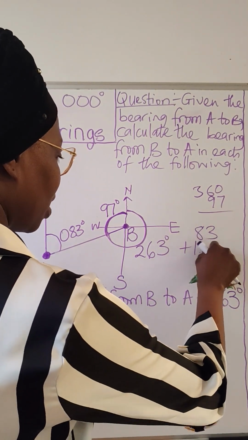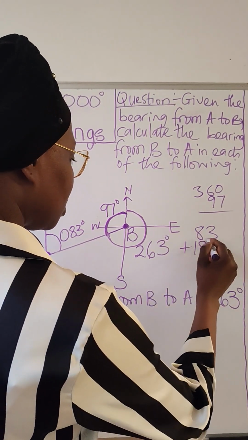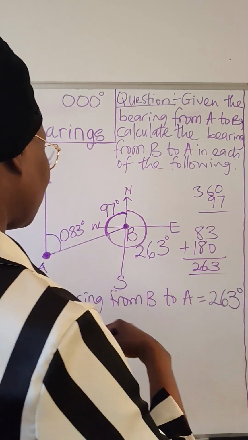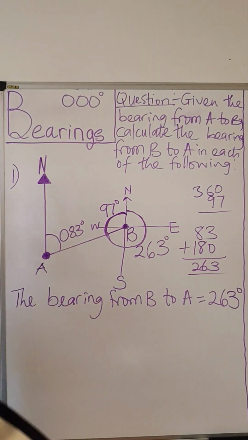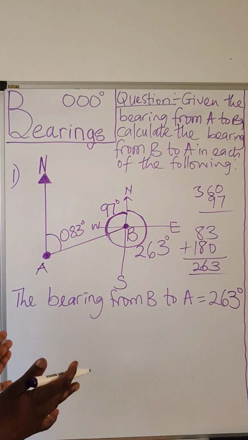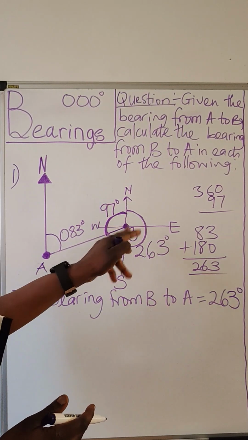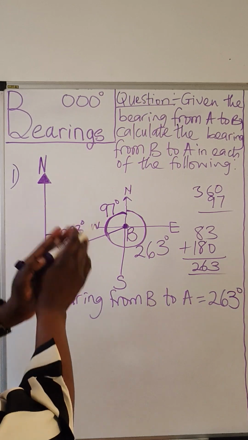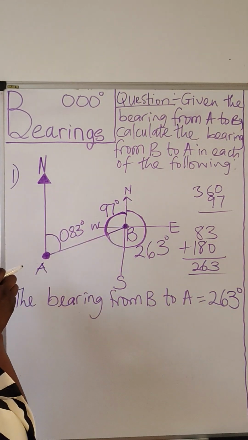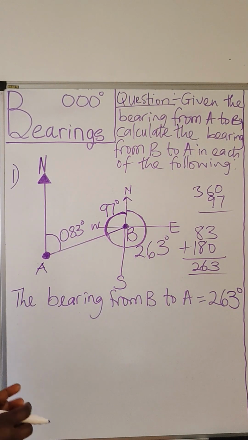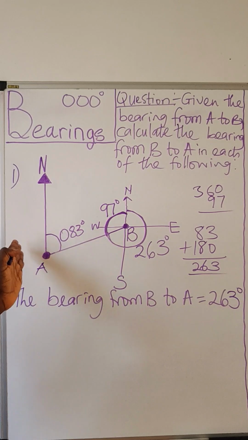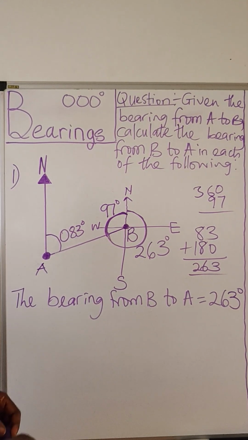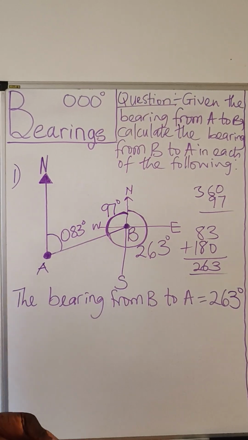83 plus 180 degrees, we get 263 degrees. So it's still the same thing. The bearing from A to B is 83 degrees, and the bearing from B to A, which we can also call the bearing of A from point B, is 263 degrees. I think it's fine, viewers. I move to the second question.